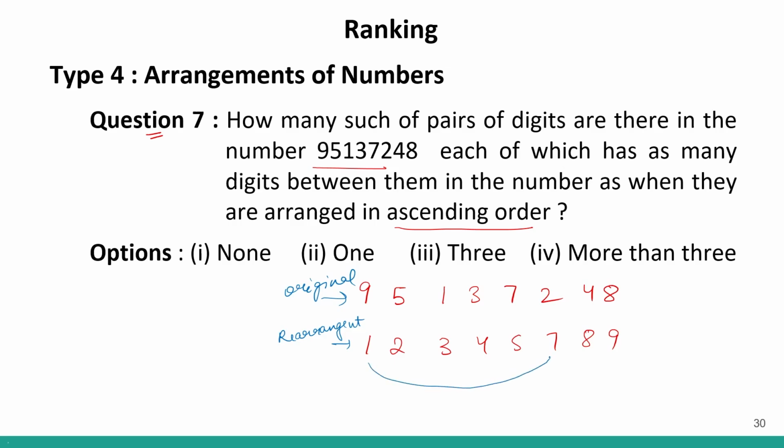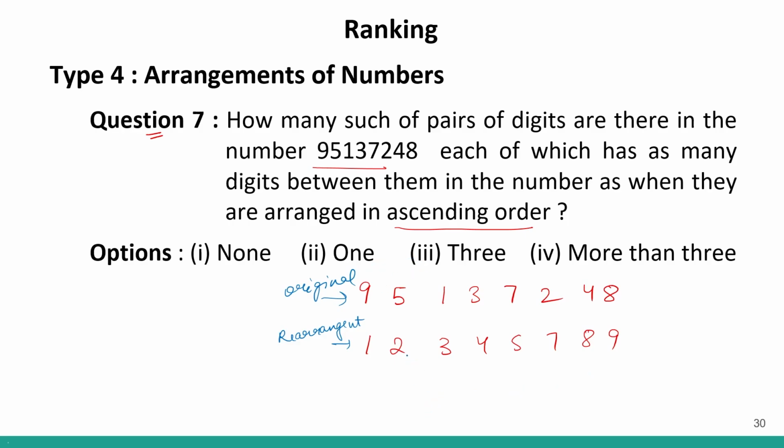Between 1 and 7, we have 4 digits, over here we have only 1 digit, so not the same. Between 1 and 8, 1, 2, 3, 4, 5 digits, and over here we have how many? 1, 2, 3, 4 digits. So not the same. Then between 1 and 9, we have 1, 2, 3, 4, 5, 6 digits. And over here we had only 1 digit. So this is not the same.